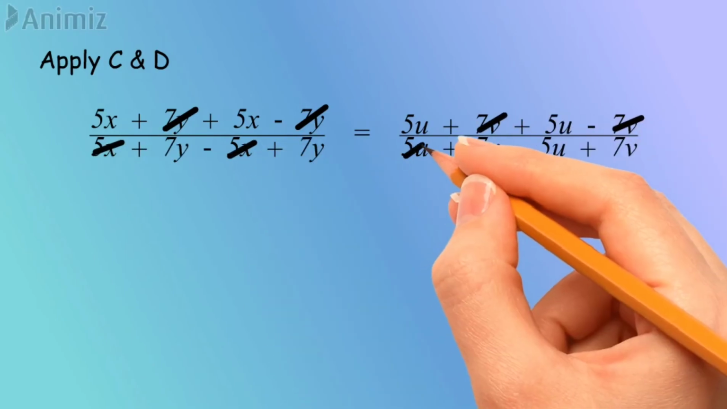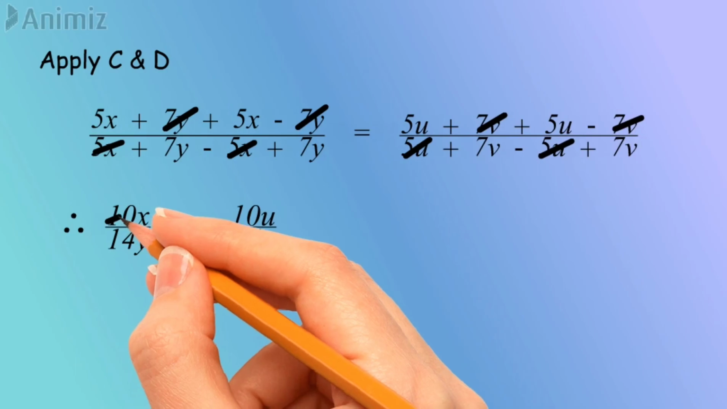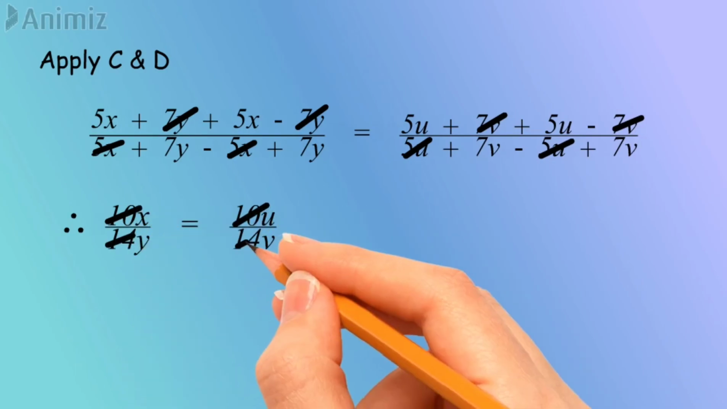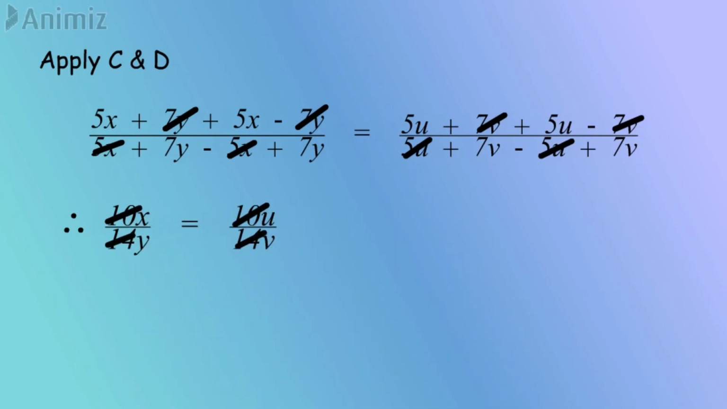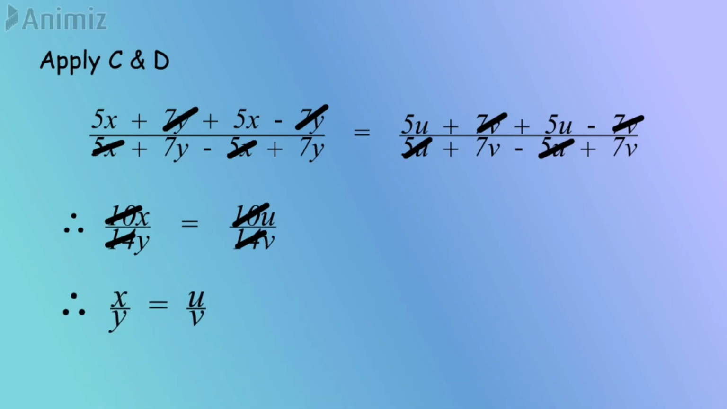After cancellation, what you are getting, students? 10x upon 14y equal to 10u upon 14v. Now same way, you can cancel 10 from the numerator on both sides and 14 from the denominator on both sides. So let's cancel 10 and 14 now. After that, what you are getting, students? Remaining one, x by y equal to u by v. This only you have to prove. Hence proved.